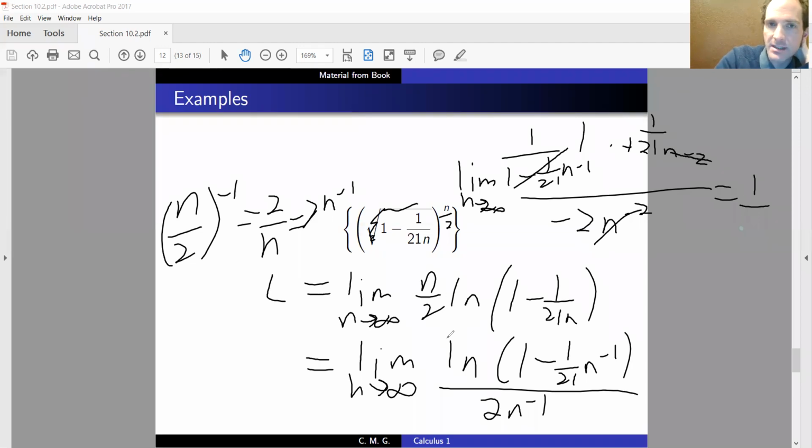So overall, I just get 1 over 21 divided by negative 2. So I should just get negative 1 over 42. And this was the limit L, meaning that I needed to take the natural log of both sides. So I should have that this thing converges to e to the L power. So that's e to the negative 1 over 42.